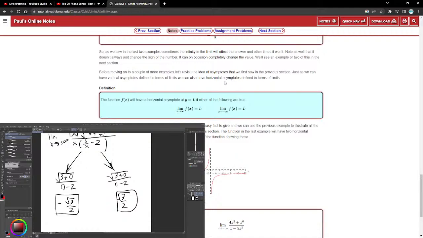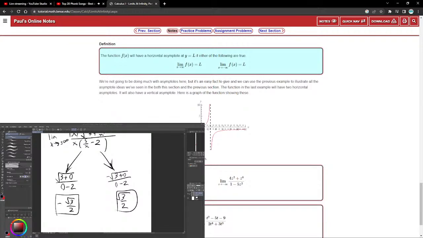We're not going to be doing much with asymptotes here, but it's an easy fact to give, and we use the previous example to illustrate all the asymptote ideas we've seen in both this section and the previous section. The function in the last example will have two horizontal asymptotes. It will also have a vertical asymptote. Here's a graph of the function showing these.